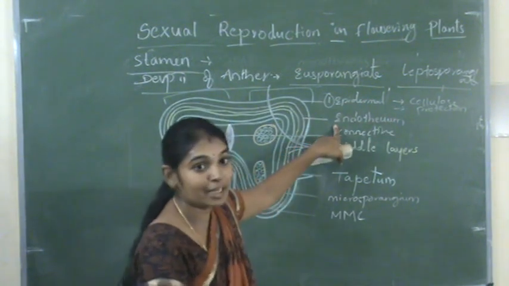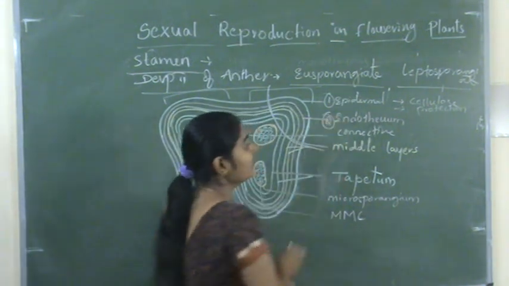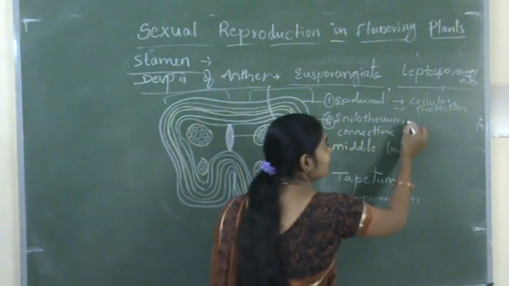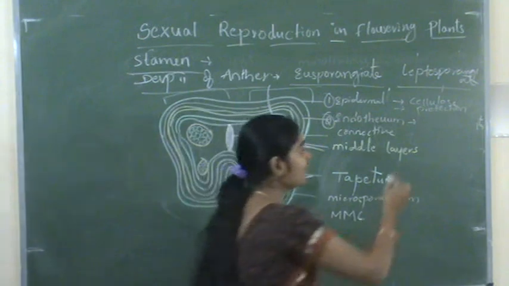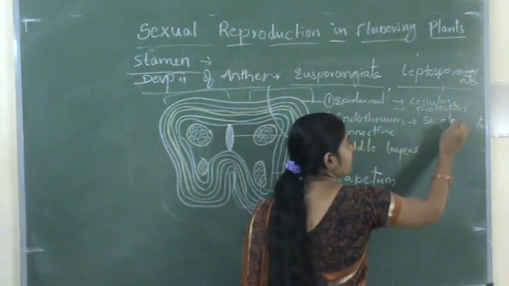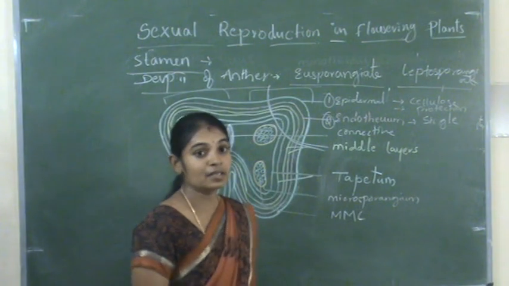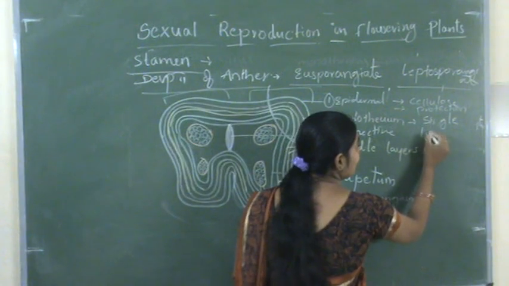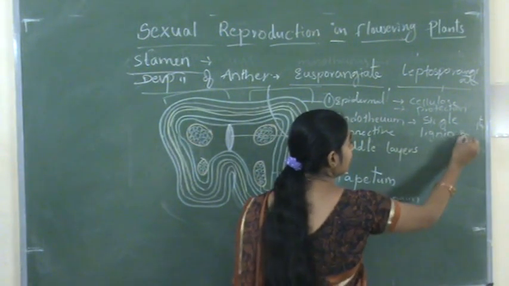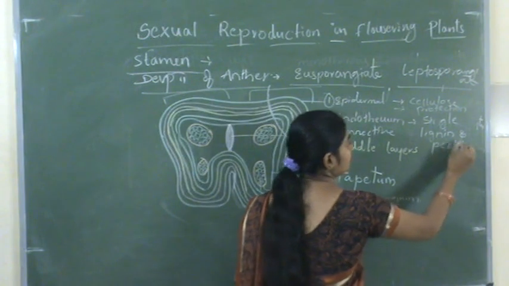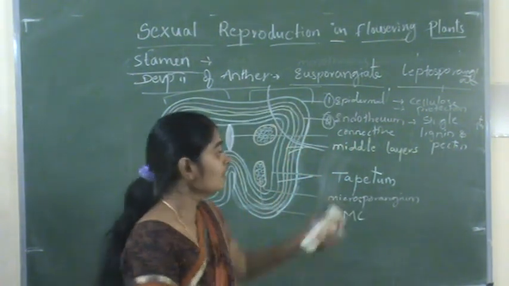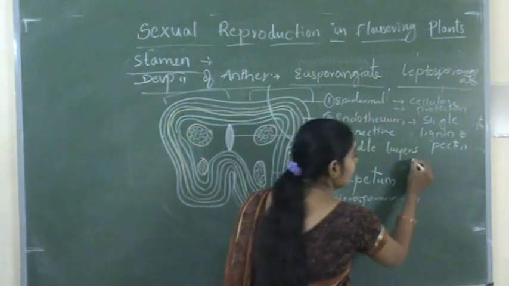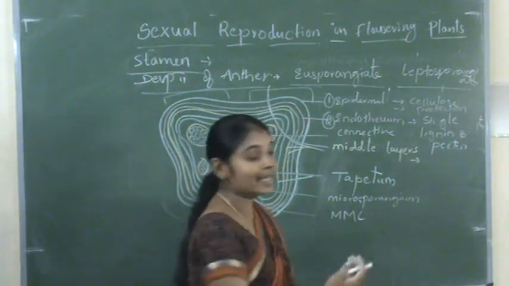Next to the epidermis, the second layer is the endothecium. Endothecium is the second layer of the anther and it is also usually a single layer. The cells consist of substances like lignin and pectin. The function of this single layer endothecium is that it helps in anther dehiscence.